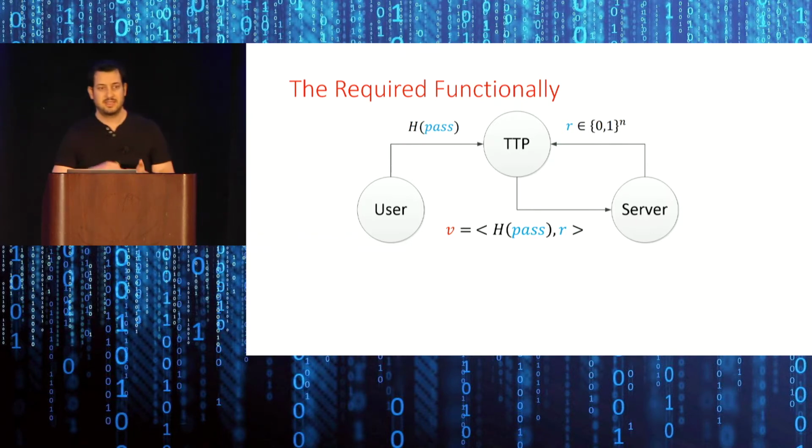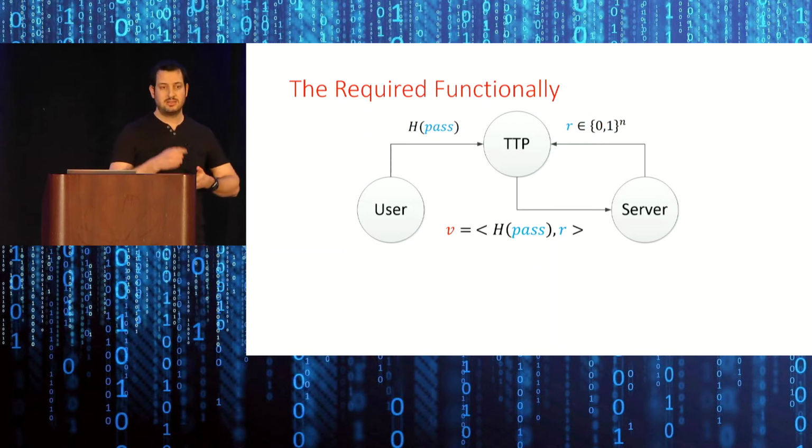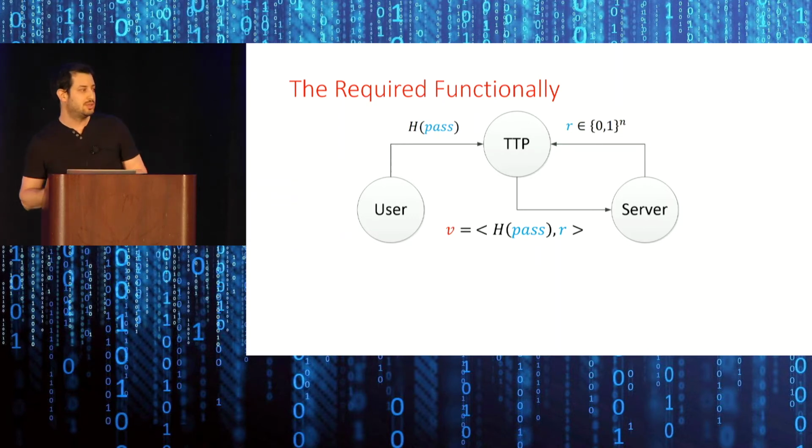OK, so now we want something from multi-party computation. We have the trusted third party. This is the ideal world. In this ideal world, the user will send the hash of the password to this trusted third party. The server will send the random L-bit string R, and the trusted third party will do the inner product calculation and send the result to the server. The user doesn't know R. It doesn't know the result of the inner product, so it can't cheat. And the server doesn't learn anything about the password.